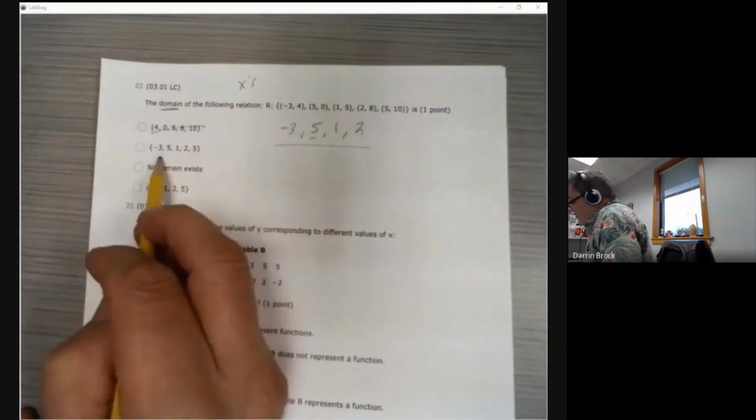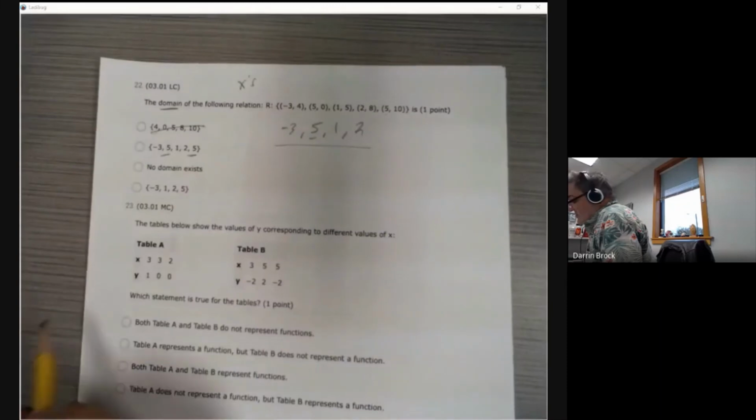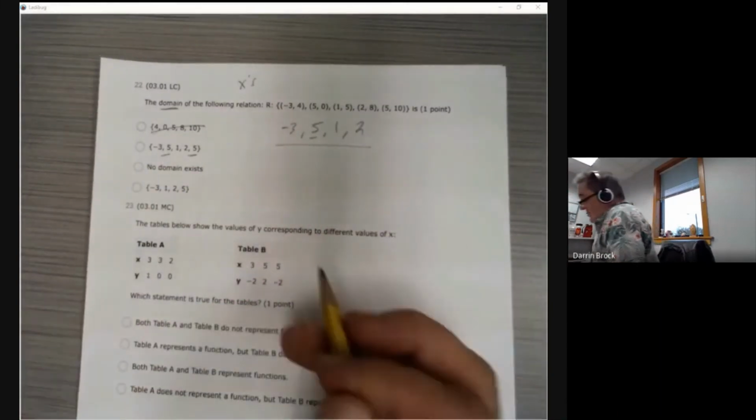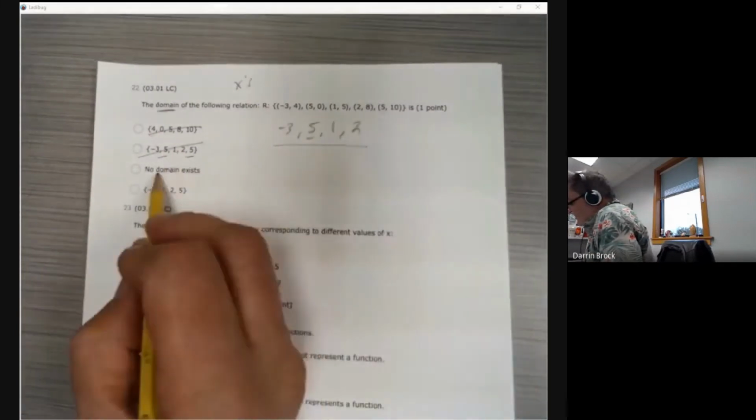No, this lists the 5 twice. We don't list the 5 twice because we're just saying what all x's are there. Well, we've already named it. We don't have to name it again. No domain. There's obviously a domain because there's obviously x's.